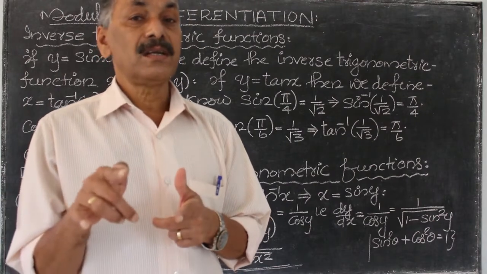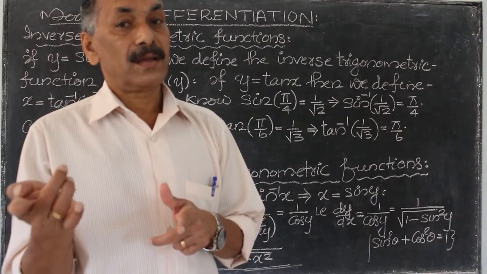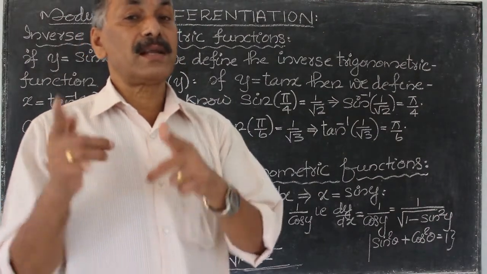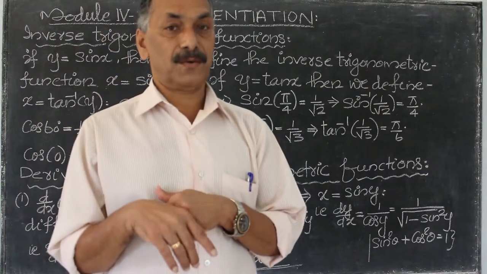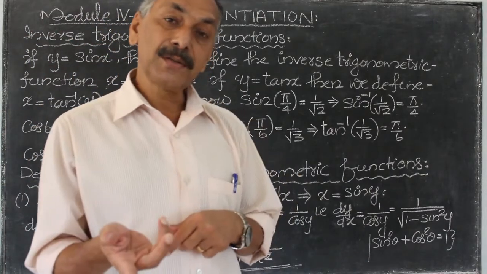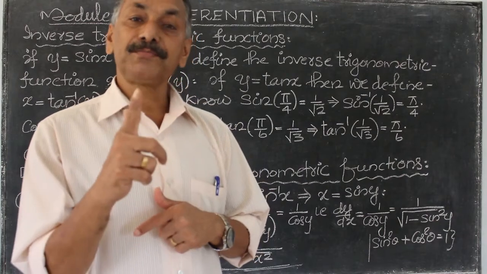That means sin 0 is equal to 0. So sin inverse 0 is equal to 0. Then what is sin pi by 2? Sin pi by 2 is equal to 1.